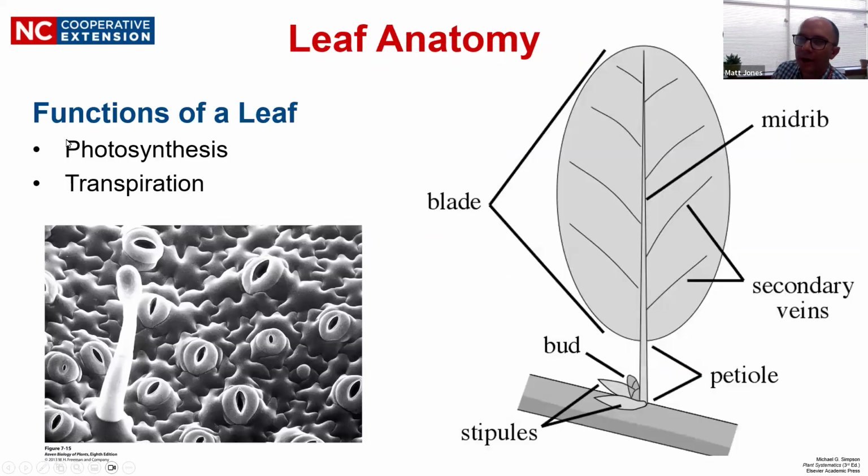All right, so we're going to now go into the general structure and the variation of each of the major vegetative organs, so leaves, stems, and roots, with a lot of emphasis on leaves because they're the most variable and complex in many ways. So a leaf has two primary functions: photosynthesis and transpiration.